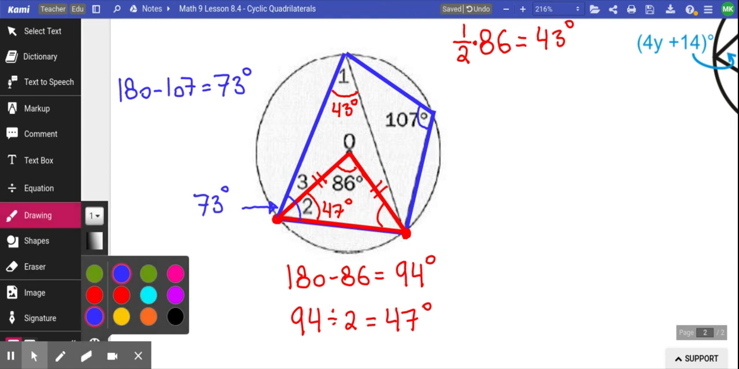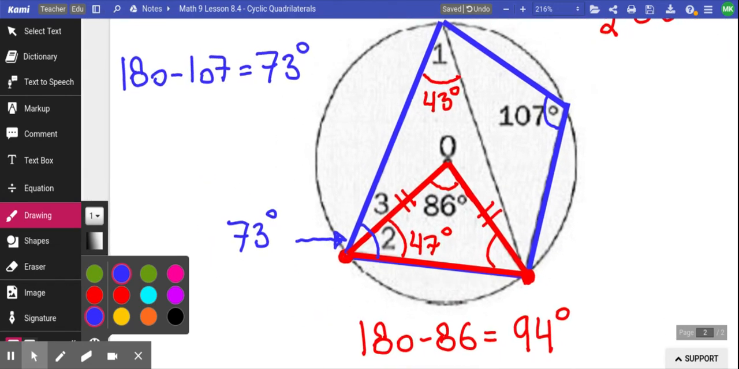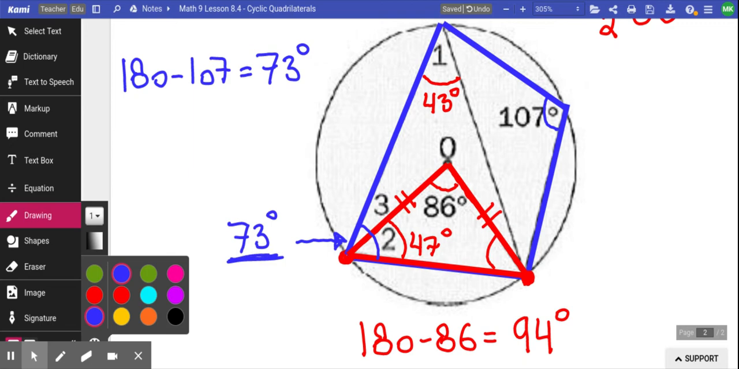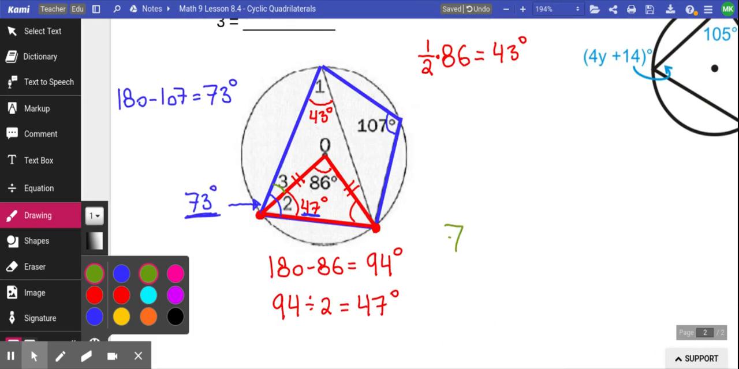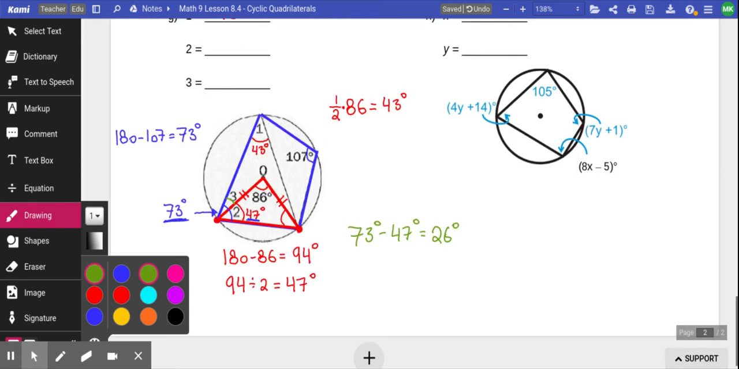Awesome. With that knowledge, I can then find angle 3. The way I can find angle 3 is by remembering that this entire angle was 73. I now have this little piece of 47. If I want to find the missing side over here, then all I need to do is go 73 degrees minus 47 degrees. And that will give me my missing angle of 26 degrees. Awesome. That's a hard one.